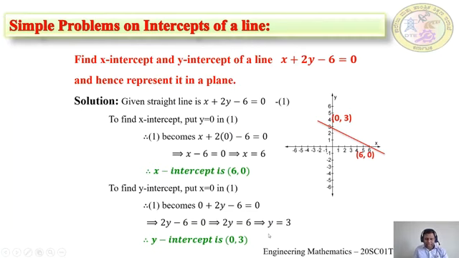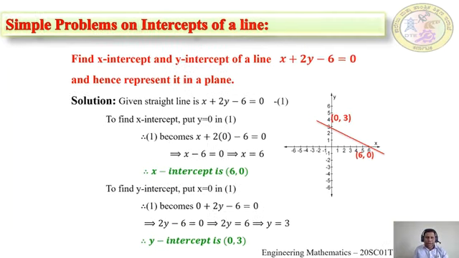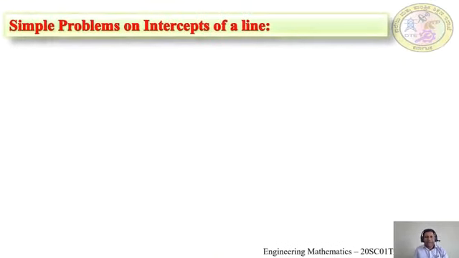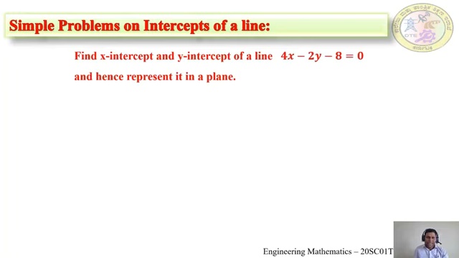Now we have to represent this on a plane. You can observe on the x-axis 6 comma 0, this is the point, and on the y-axis 0 comma 3, this is the point. We have to draw the straight line here. This is how we have to represent a straight line in a plane. Okay, so now we will move on to the next problem. All the remaining 3 problems are of the same kind, only thing is maybe the coordinates change.